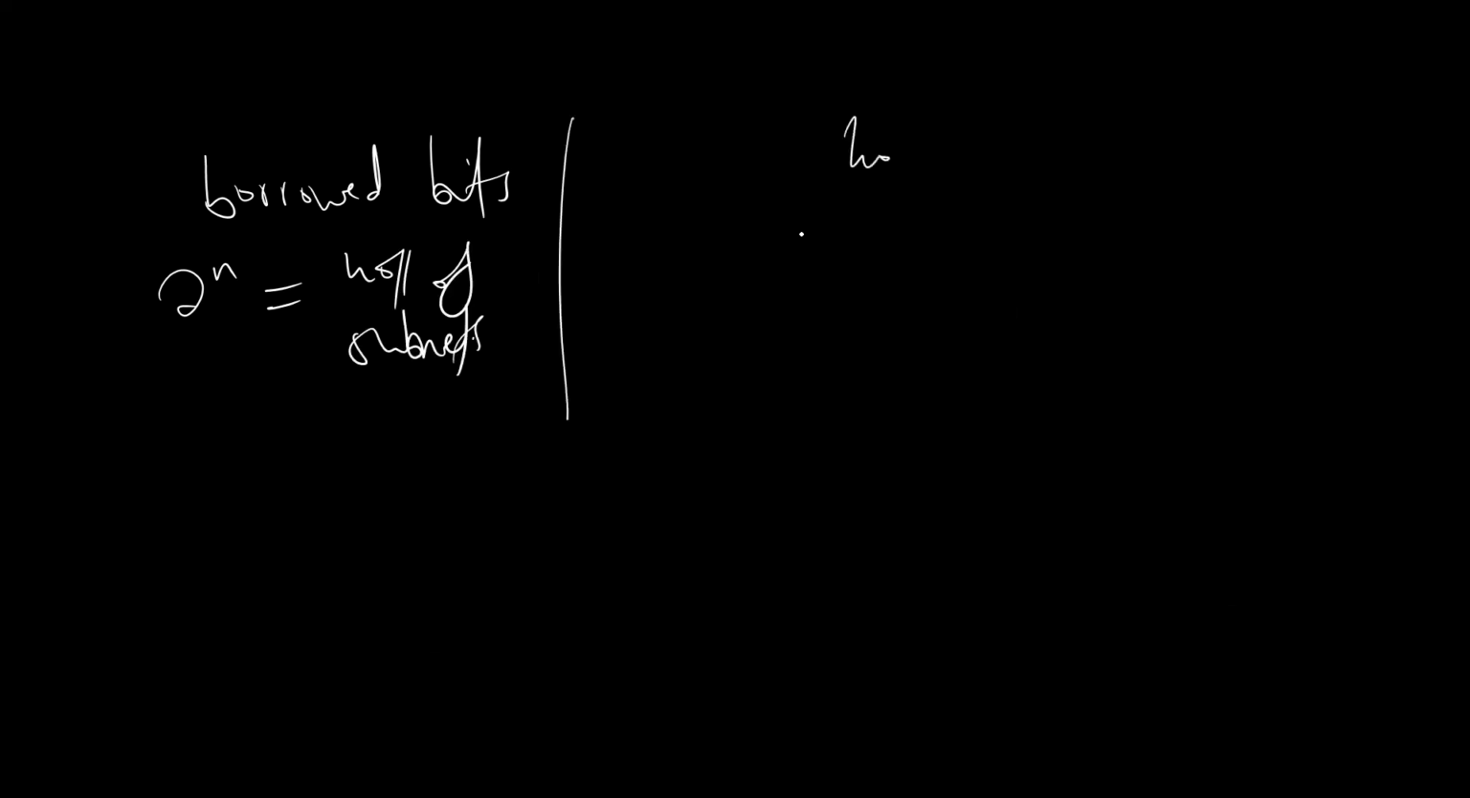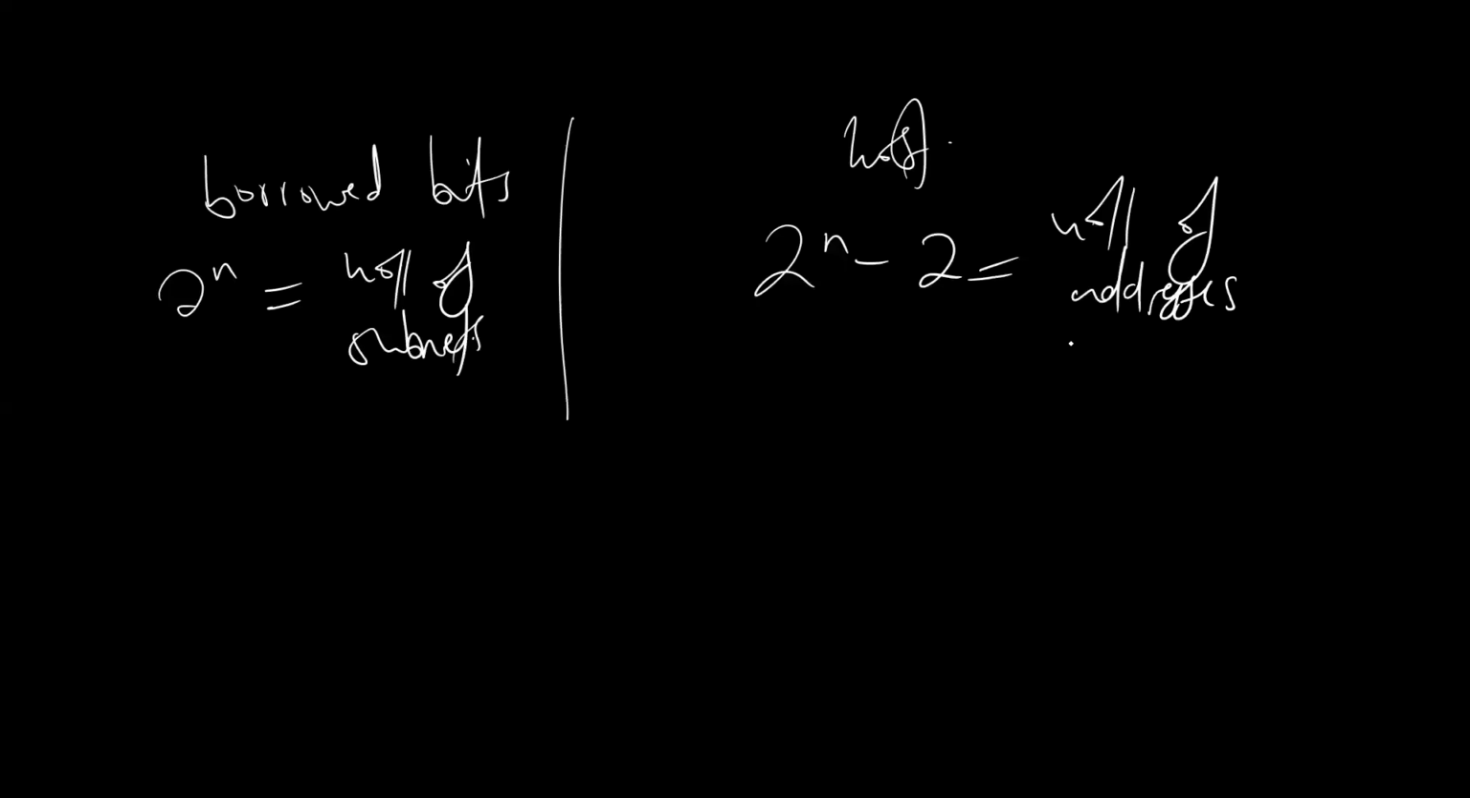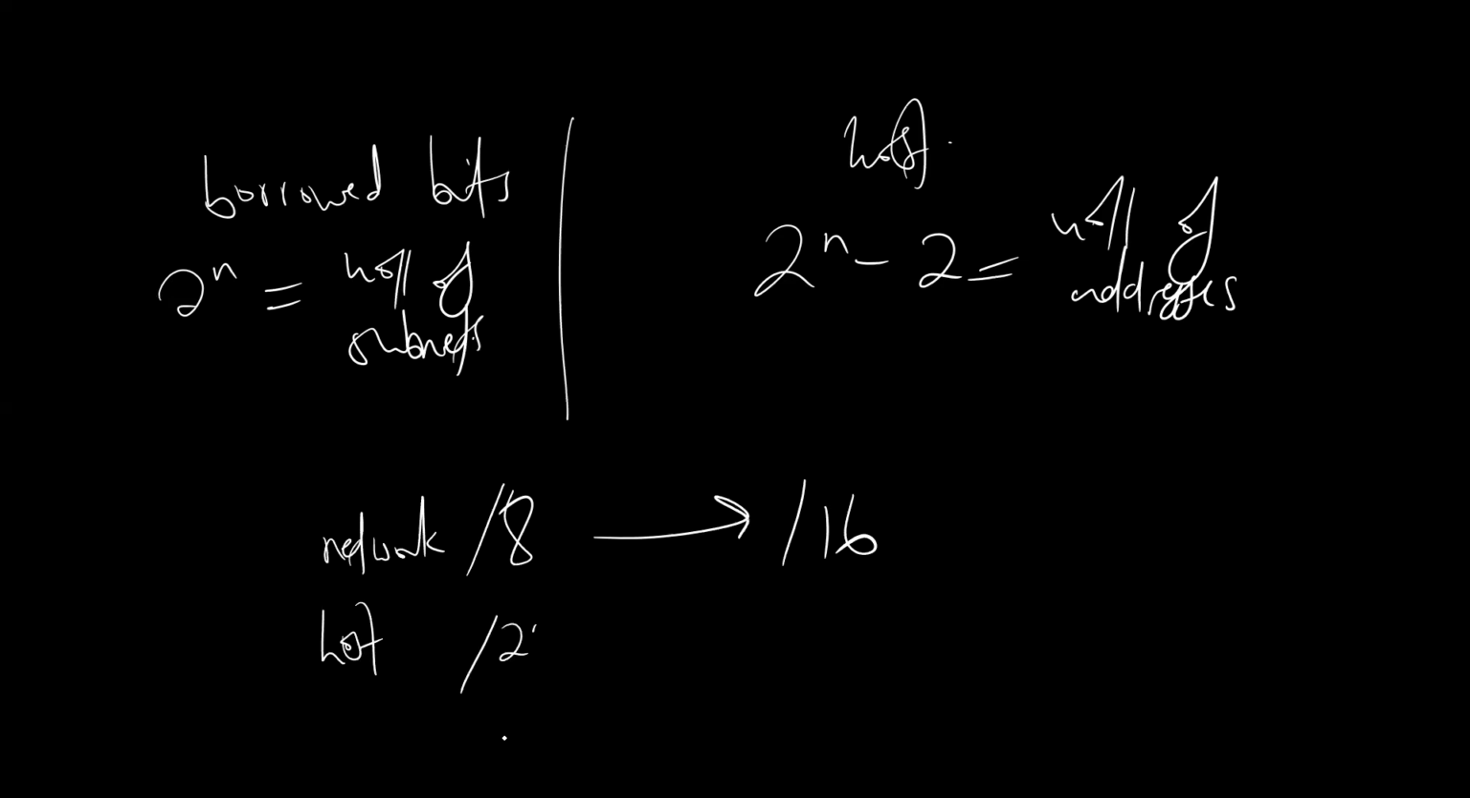Hosts: 2 to the power of n minus 2 is the number of addresses you can create. So they are borrowed bits. When we moved from /8 to /16, what it means is, here I had these as my network portion, and for my host portion, initially I was at /24, bringing a total of 32.